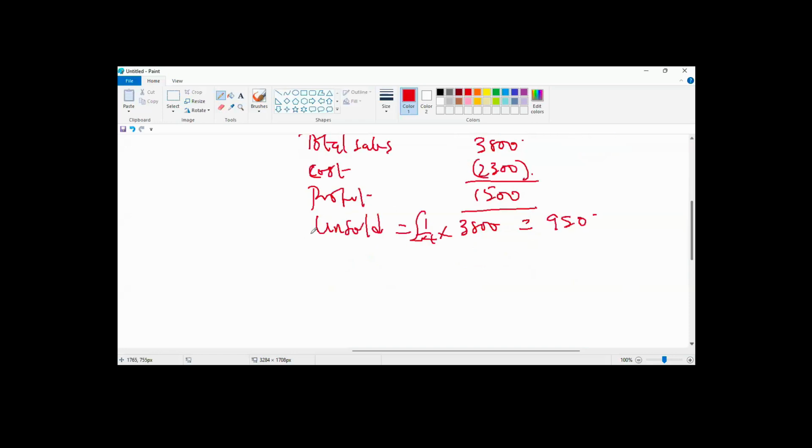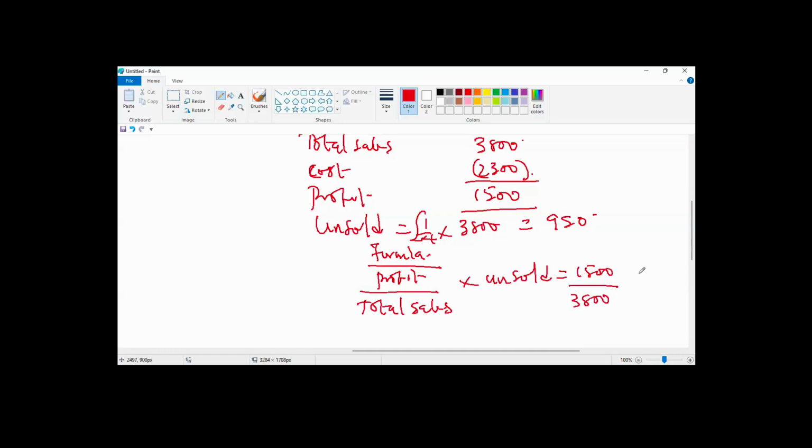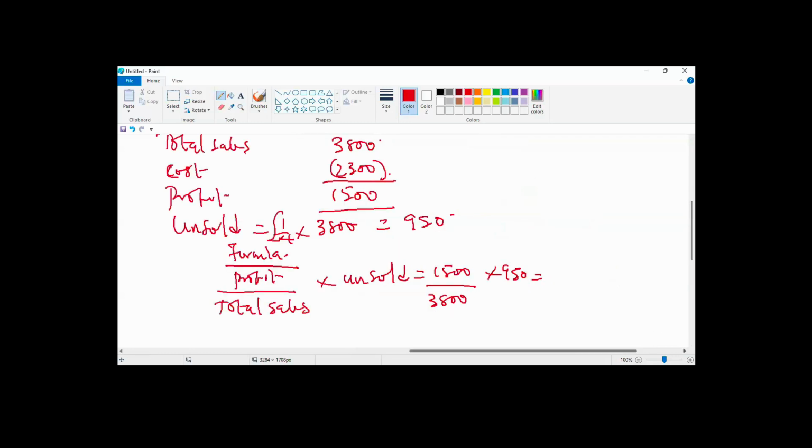This is the formula 1. You will now apply this formula: profit over total sales times unsold. What is the profit? 1.5 over total sales of 3.8 times 950. What does it give us? 375.